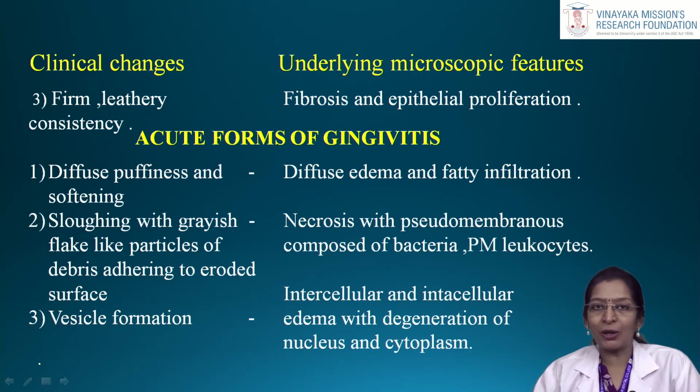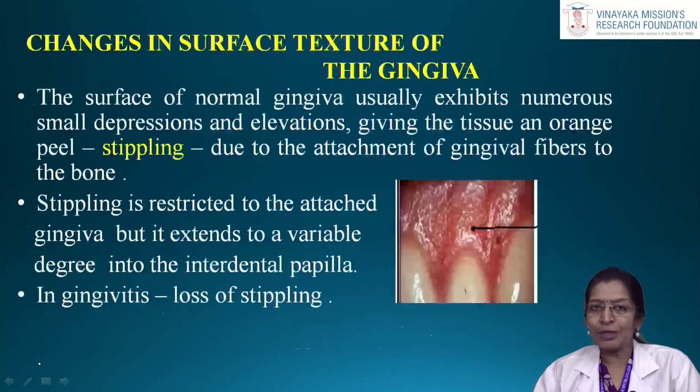That is because of the necrosis with pseudomembrane, which is composed of bacteria and polymorphonuclear leukocyte invasion. If it is diffuse puffiness and softening, we can see diffuse edema and fatty infiltration. So that is all about the consistency of the gingiva. Moving on to the changes in the surface structure of the gingiva.